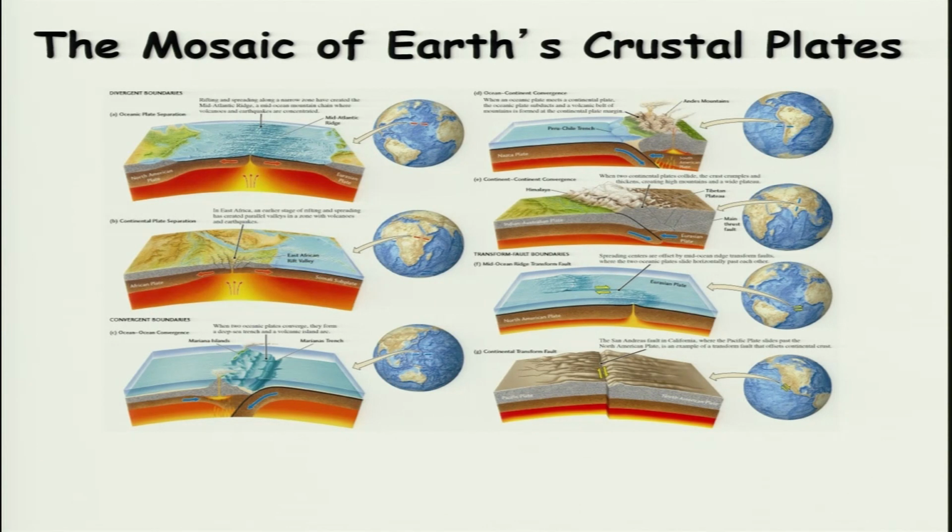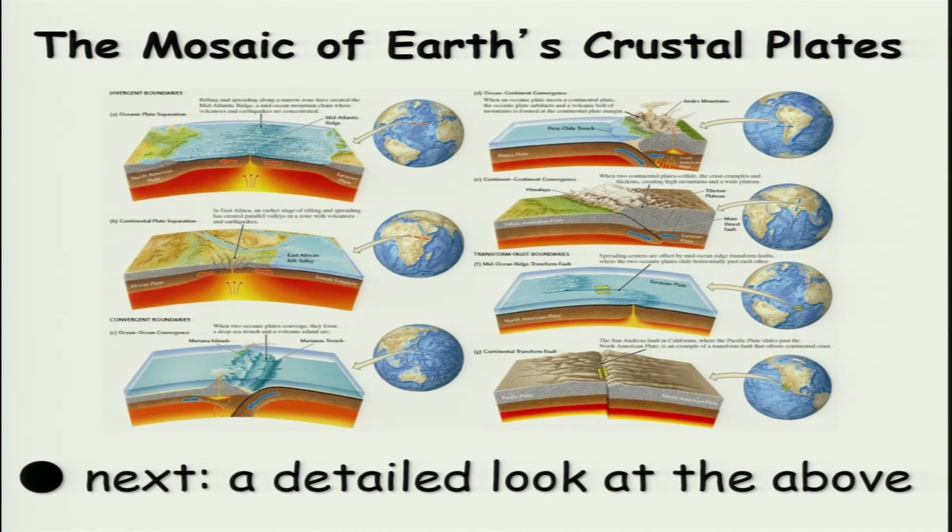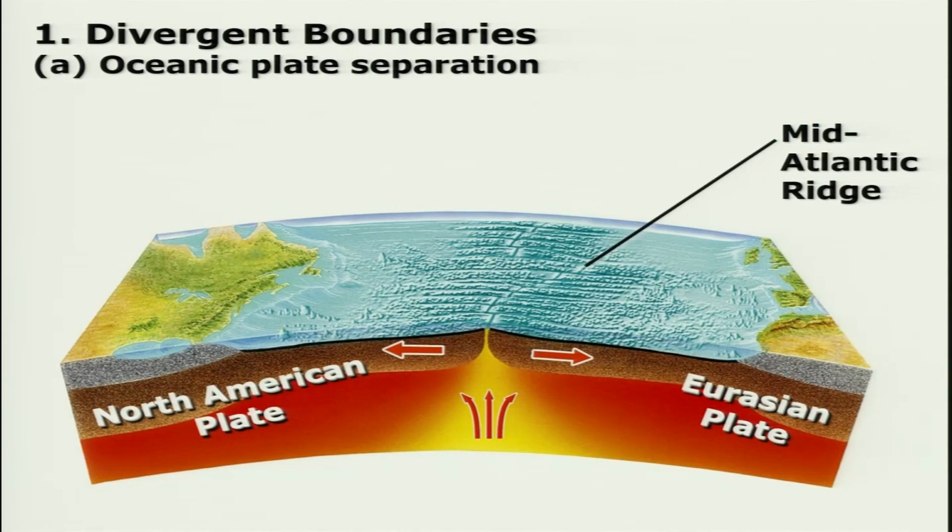This cartoon shows the location of different plate boundaries on the Earth's surface. The detailed one is the divergent plate boundary, where magma is coming up and new crust is continuously forming, and in between we have the transform faults. So these are all transform faults, and this is the divergent plate boundary.